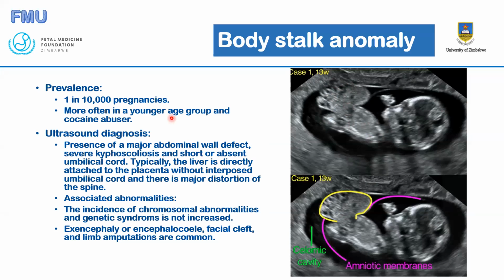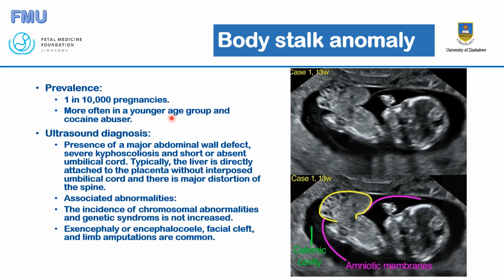It is as common as 1 in 10,000. We have seen more than 5, I think, if my memory is well, we'll see from the data from the anterior abdominal wall defect study. But we've seen more than 5 of these cases, so they are fairly common, but the literature reports them as 1 in 10,000, and they are more often in young age group and cocaine abusers. Substance abuse is coming again, so please do not take asking substance abuse lightly when taking history. Very important.